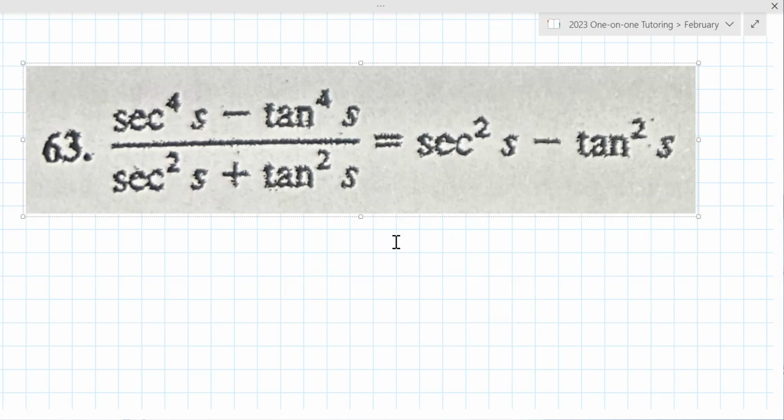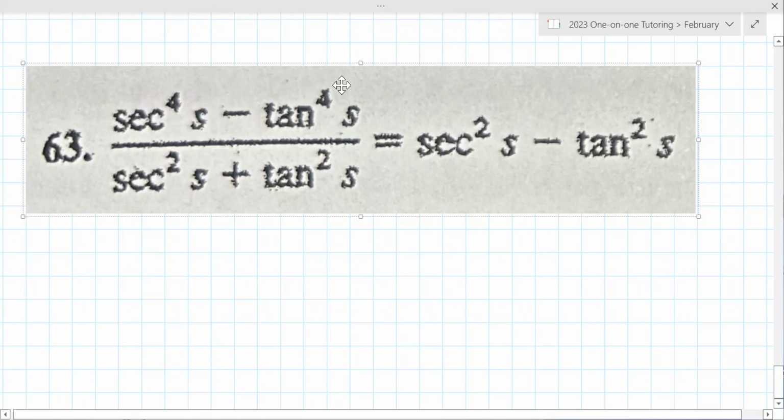So the left is obviously more complicated than the right, but does anything stand out to you on this one? You can't factor them because all the exponents are the same. You can, the top is factorable. It's a difference of squares. Yeah.